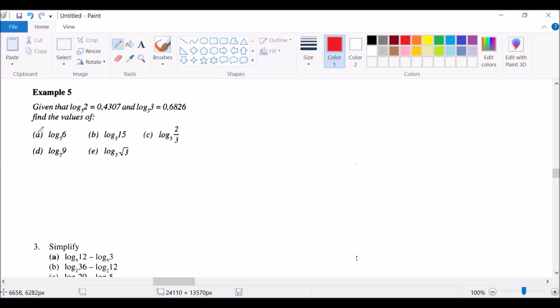Let's look at this example. Given that log to base 5 of 2 is equal to 0.4307 and log to base 5 of 3 is equal to 0.6826, find the values of log to base 5 of 6. So 6 is 3 times 2. So we can say log to base 5 of 3 times 2.